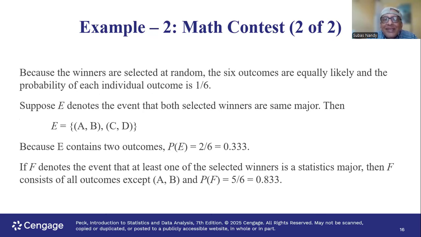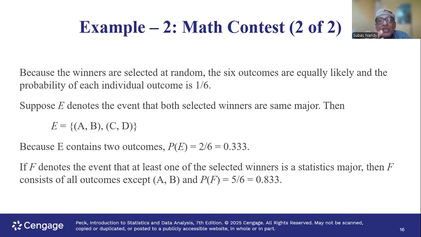Because winners are selected at random, the 6 outcomes are equally likely, and the probability of each individual outcome is 1 out of 6. The winners are selected at random, so each possible combination has an equal chance of getting selected. 6 possibilities, so the probability of each of them getting selected is 1 out of 6: 1 combination divided by 6 total combinations, 1 out of 6.